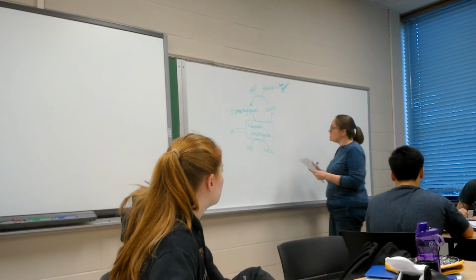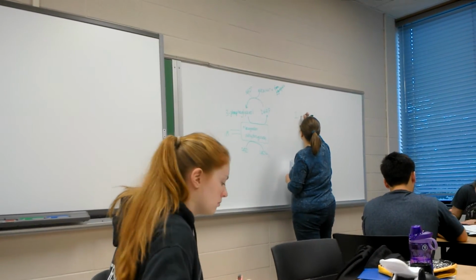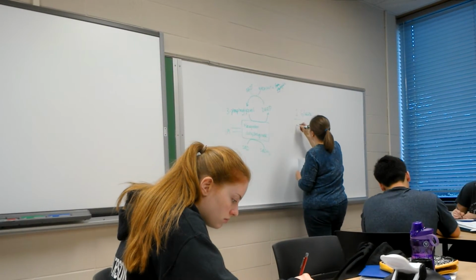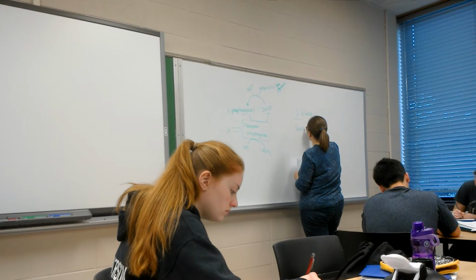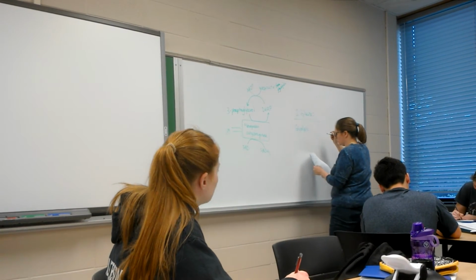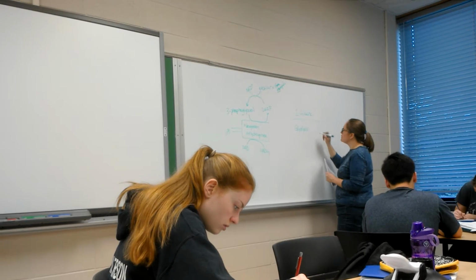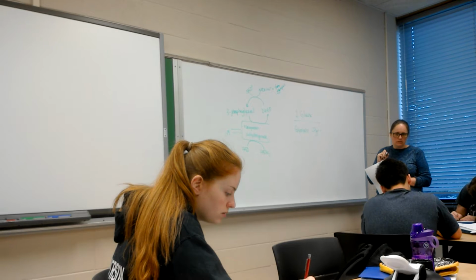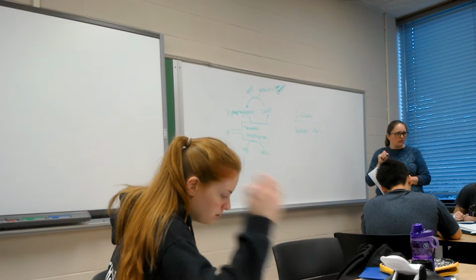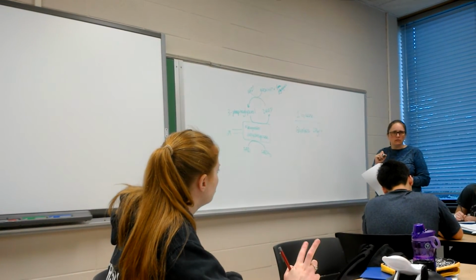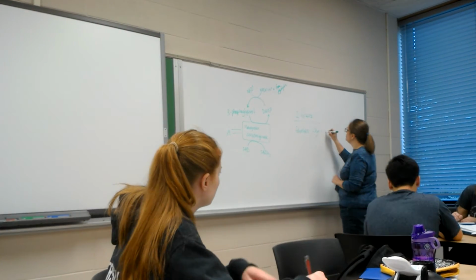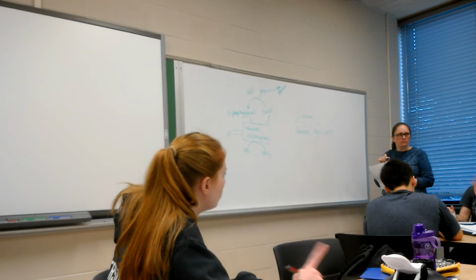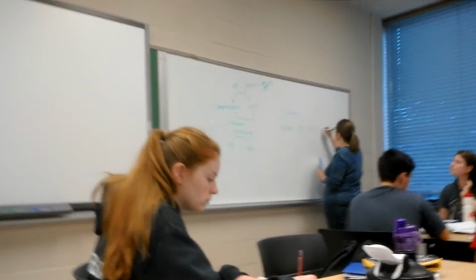Okay. So let's do 1 glucose. What do we get out of glycolysis? We get 2 pyruvates. What else do we get? How many ATPs? 2. How many NADHs? 1, 2, 3.